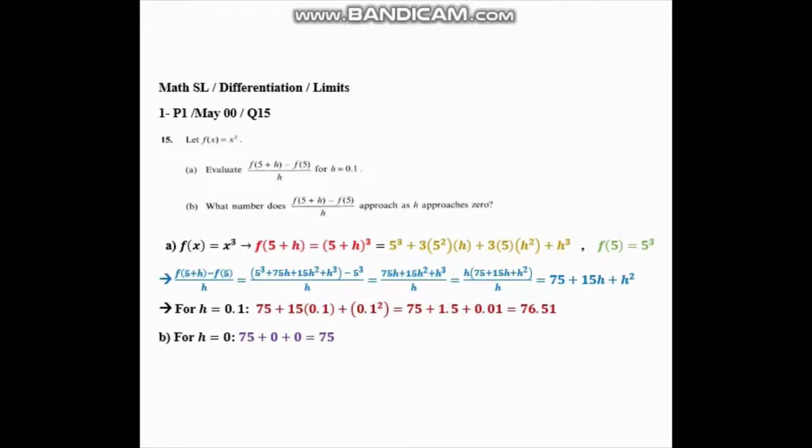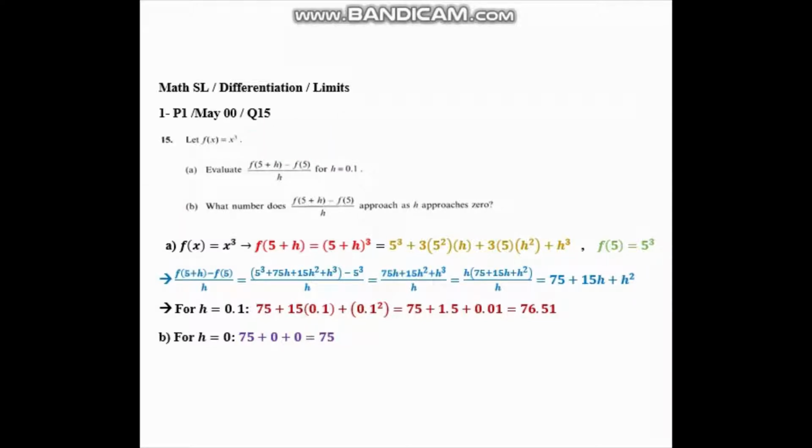So you are given f of x equals x cubed, rewritten in black right there, and you are asked in question A to evaluate f of 5 plus h minus f of 5 over h. So here, since the function is x to the power of 3, I need to replace the x with 5 plus h and evaluate that, then replace the x with 5 and evaluate that, and then combine all of these together to evaluate the entire fraction.